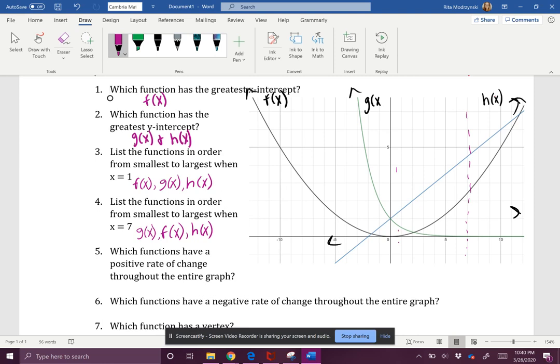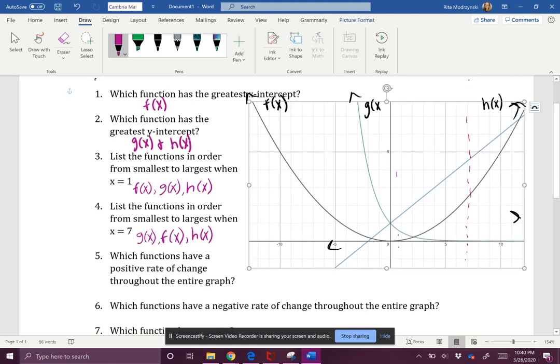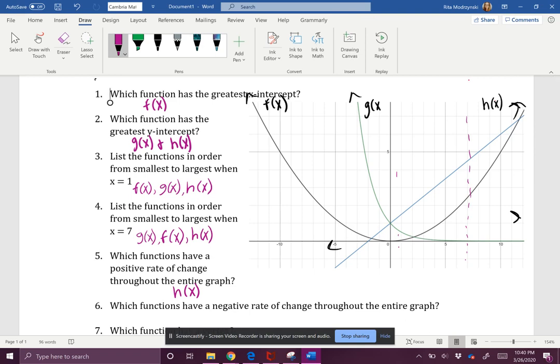Which functions have a positive rate of change throughout the entire graph? In this case, we're looking for which graph increases over its whole domain. And in this case, our function that's in blue, our h of x, is the one that does so. So the function with a positive rate of change throughout the entire graph is h of x.